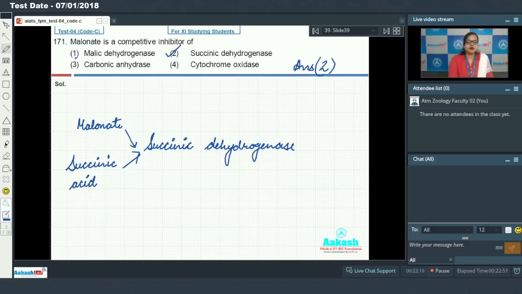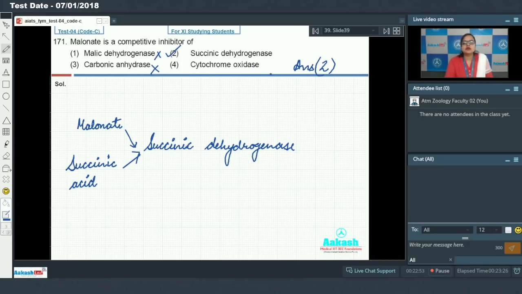Talking about the rest of the options, first, malic dehydrogenase. This cannot be an answer because malonate is a substrate for malic dehydrogenase, which catalyzes the conversion of malonate into oxaloacetate. So, this cannot be an answer. Option 3, carbonic anhydrase. You all know that carbonic anhydrase catalyzes the formation of carbonic acid, and this enzyme plays an important role in transport of carbon dioxide from tissue towards lungs. So, this cannot be an answer.